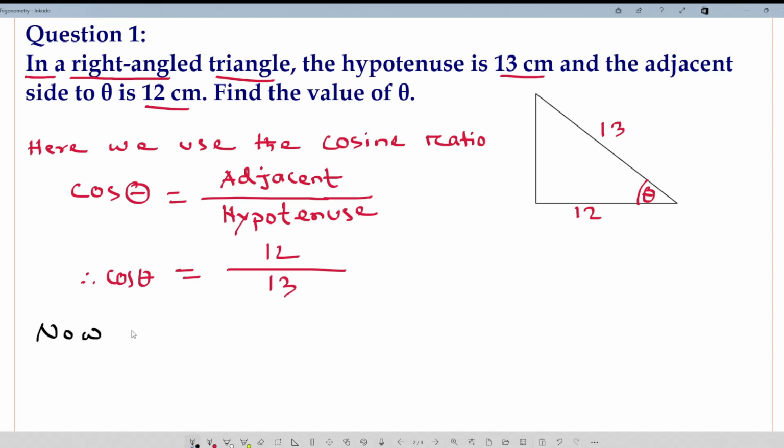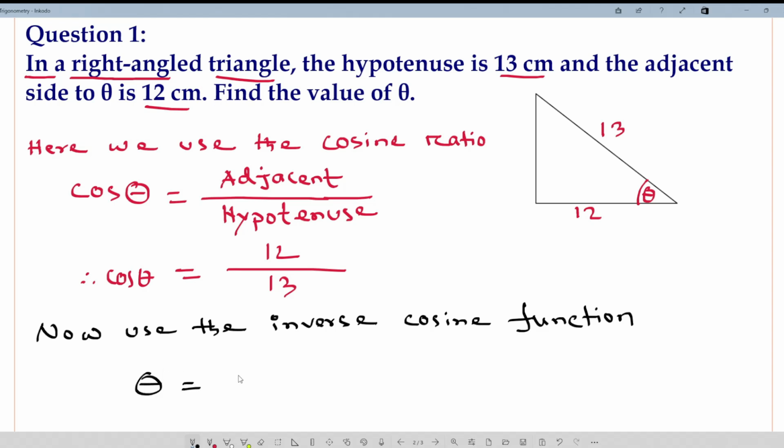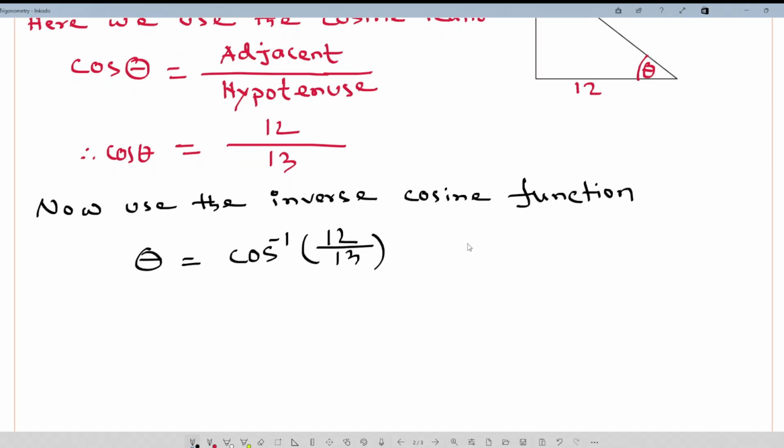Now use the inverse cosine function, which is theta equals cosine inverse of 12 by 13. Now how do you find out the value? We have to use a scientific calculator. Now we use this one.